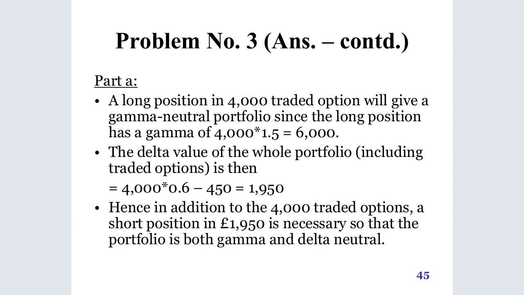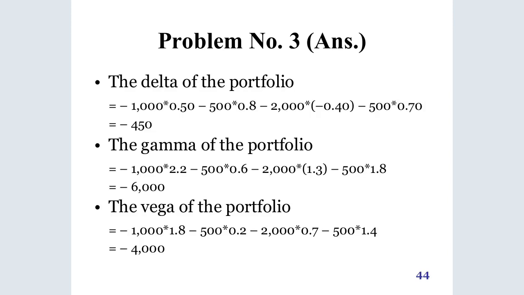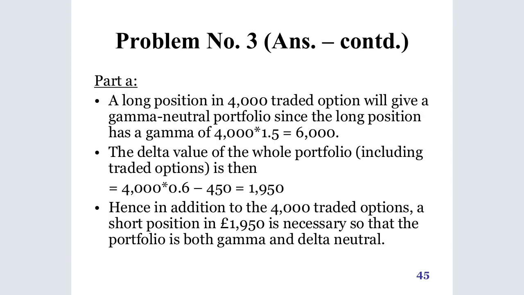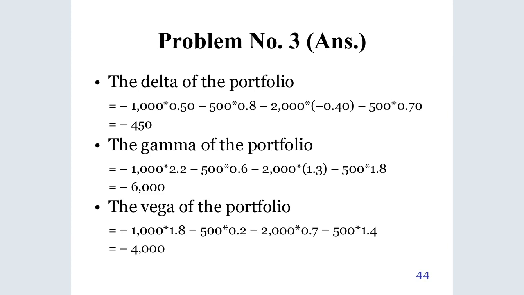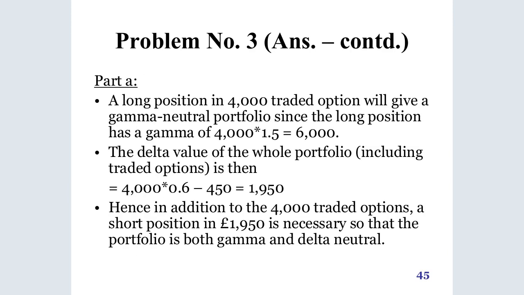Now I need to get my part A's. I have this option and I have sterling, and I want to make it delta and gamma neutral. So what do I do? Remember, my gamma is minus 6000 and the new option has a gamma of 1.5. So if I'm negative on this, I need to be positive. So I need positive gamma, so I take a long position. And how many options do I take? 4000, because my gamma is 1.5. So 4000 into 1.5 is 6000, because that will ensure that I get a gamma neutral position.